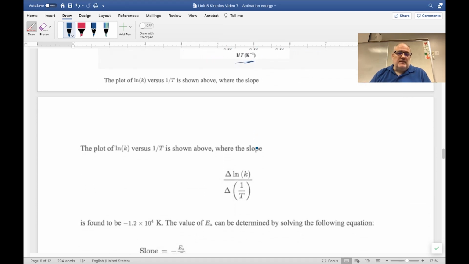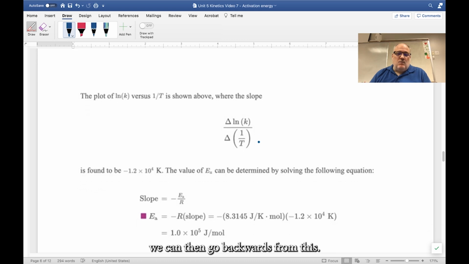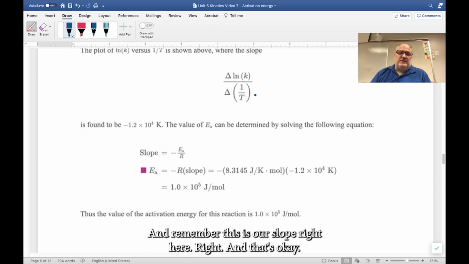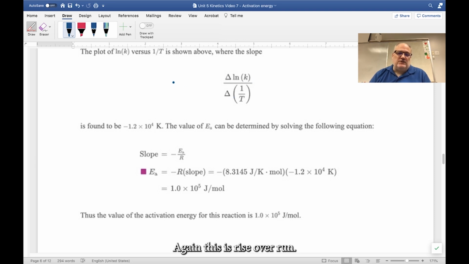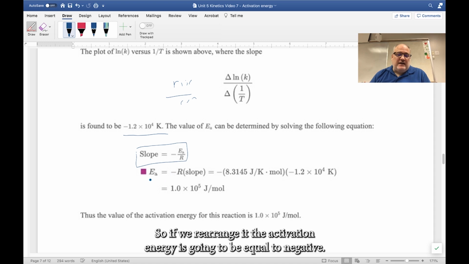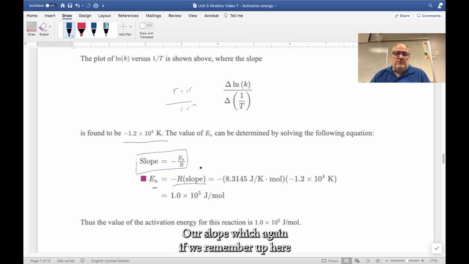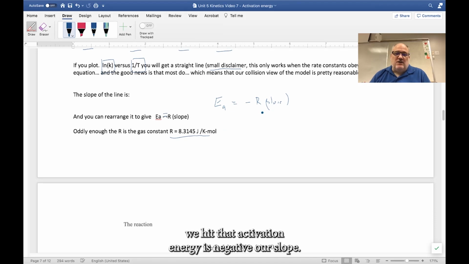Once we have that, we can go backwards from this. Remember, this is our slope: the change in natural log of k over the change in 1 over T, rise over run. We found that it was equal to negative 1.2 times 10 to the 4th Kelvin. This is the equation that relates slope and activation energy. If we rearrange it, the activation energy is equal to negative R times the slope.